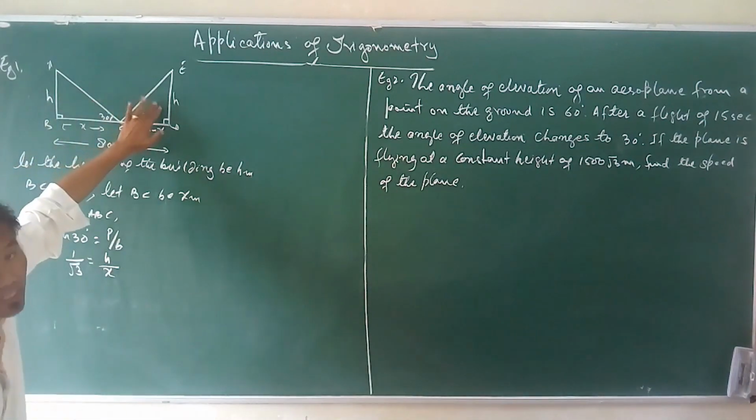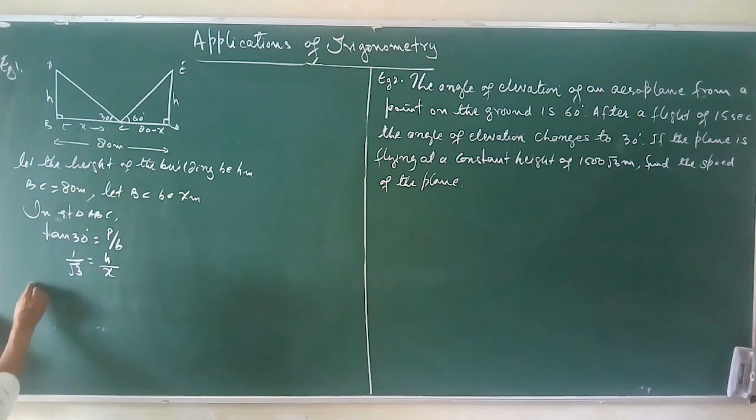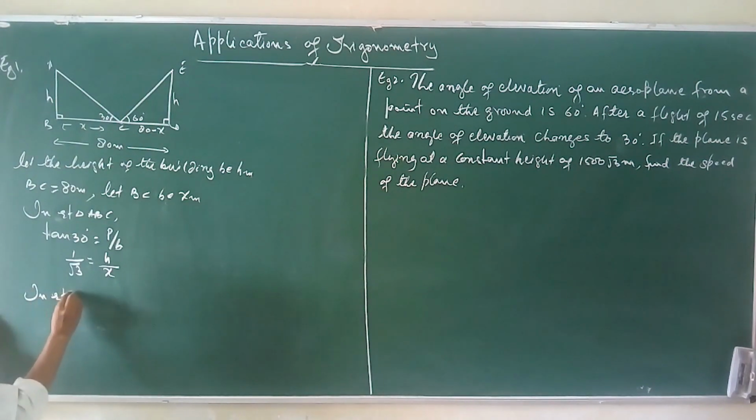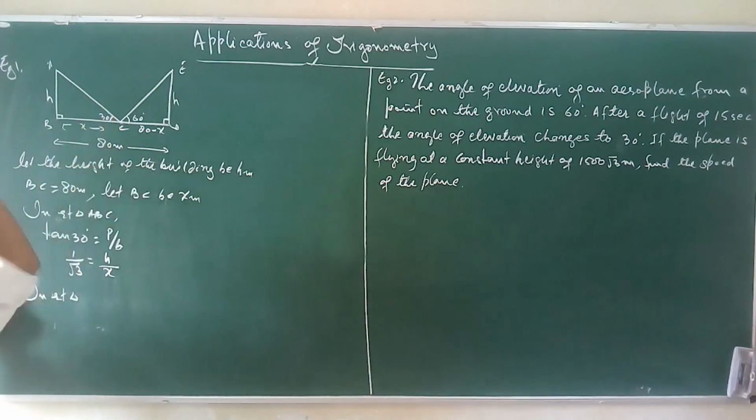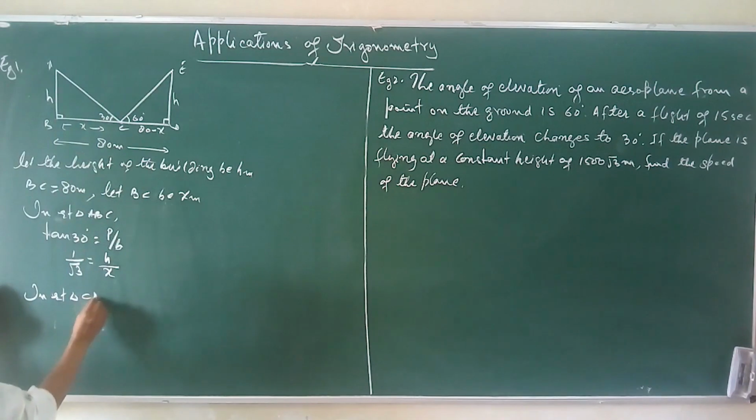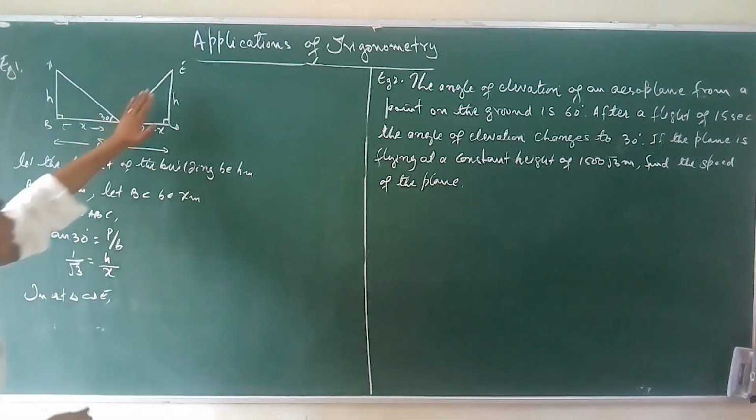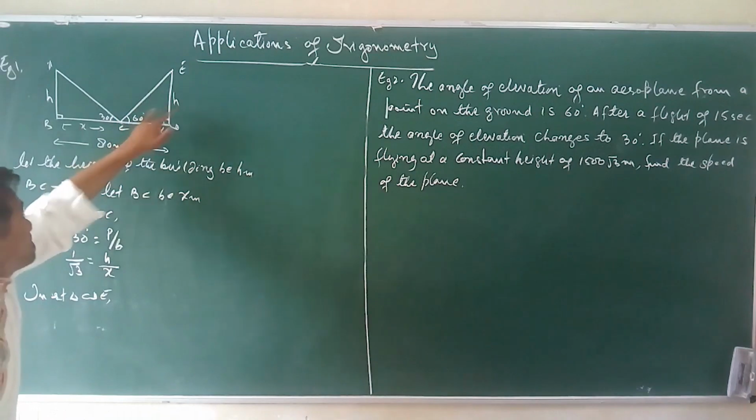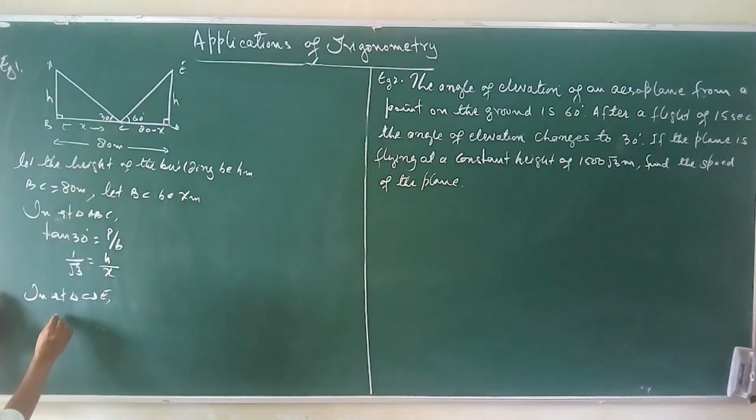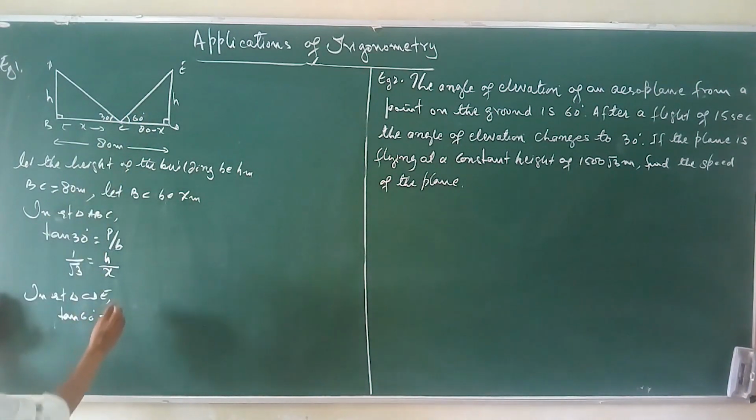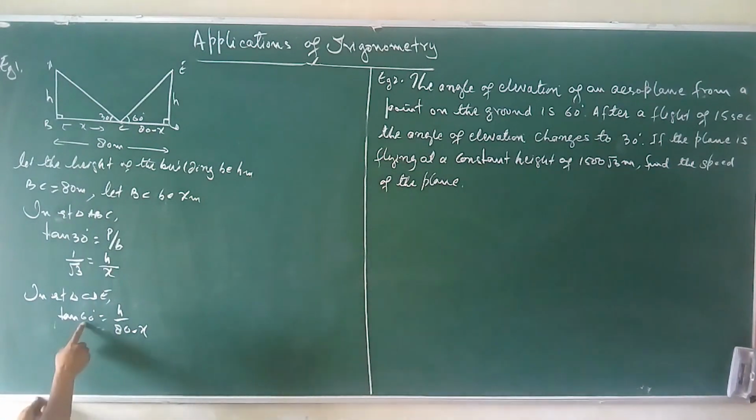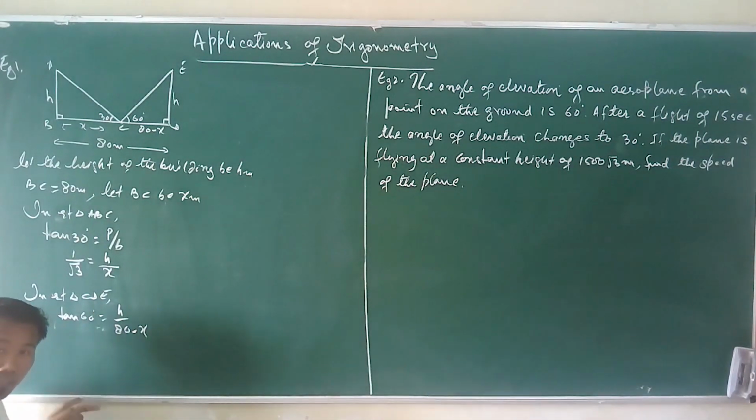So, second, I'm taking this triangle, a right triangle CDE. CDE is a right angle triangle, so we use P by B. How to do that? Tangent of 60 degrees is P by B. P means H, B is 80 minus X. And tangent of 60 is root of 3.